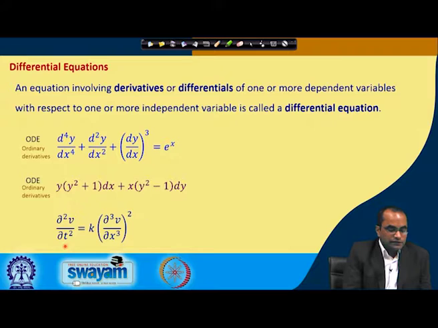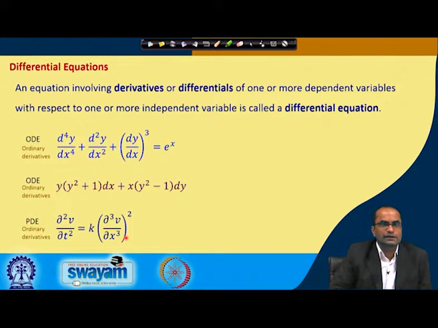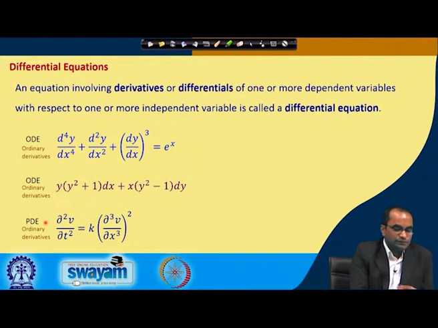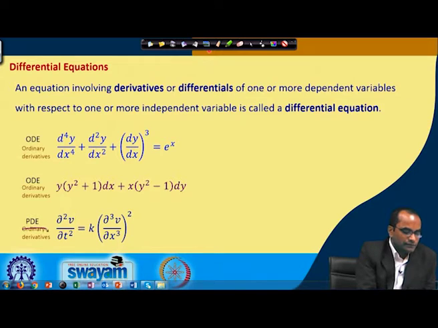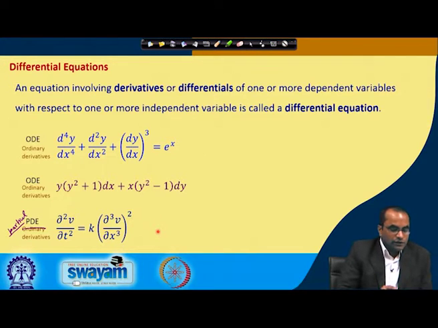For instance, here we have two independent variables, x and t, and this v depends on the two variables x and t. So, here we have the notion of partial derivatives in the equation, and therefore this is called a partial differential equation or PDE, because here we have partial derivatives, not ordinary ones, in the equation.